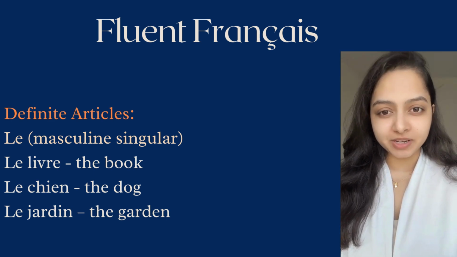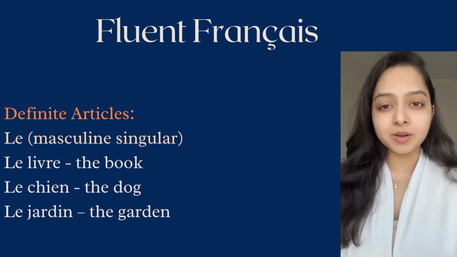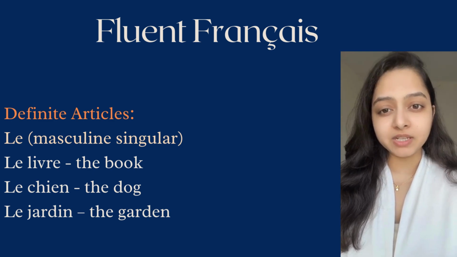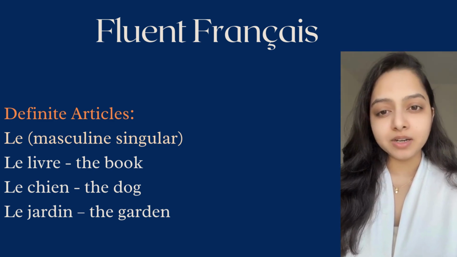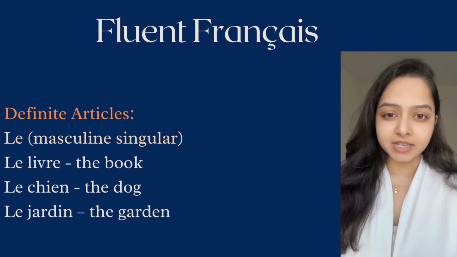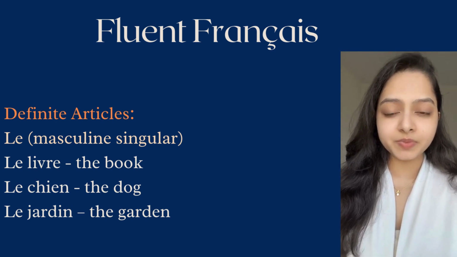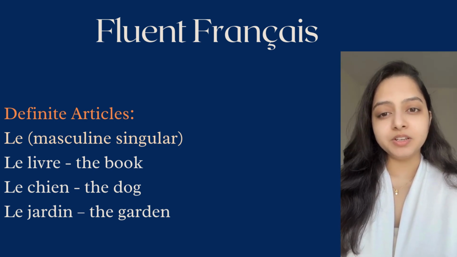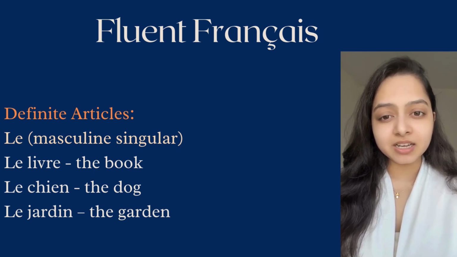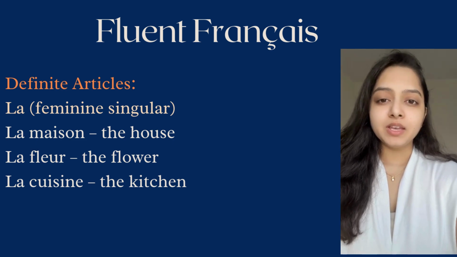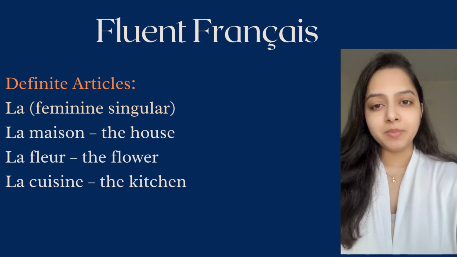First, we will talk about definite articles, used when talking about something very specific. For masculine definite article, we use le, L-E, le. For example, le livre, le chien, le jardin.